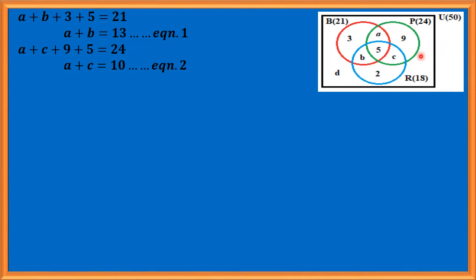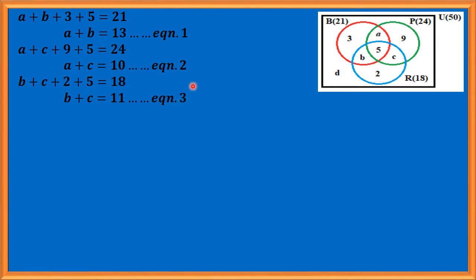Then when we look at the third circle, the blue circle here, that represents rice. When we add all the components, we should have 18. So B plus C plus 2 plus 5 should be equal to 18. Grouping items, B plus C should be 11. We have 2 plus 5 giving us 7, and 18 minus 7 gives us 11. So that gives us our third equation.